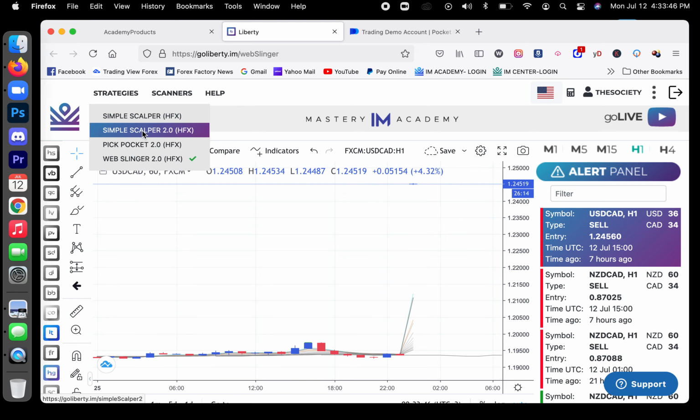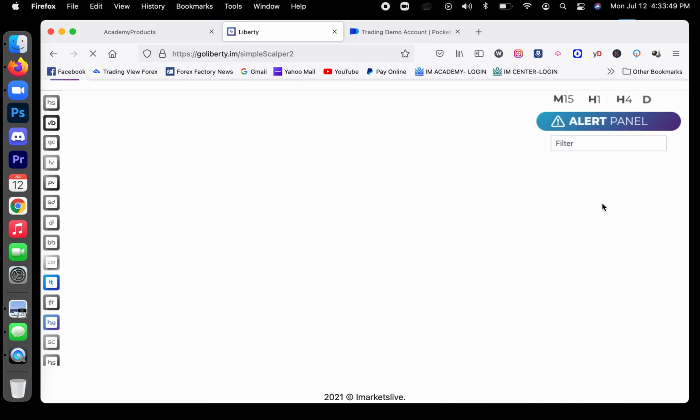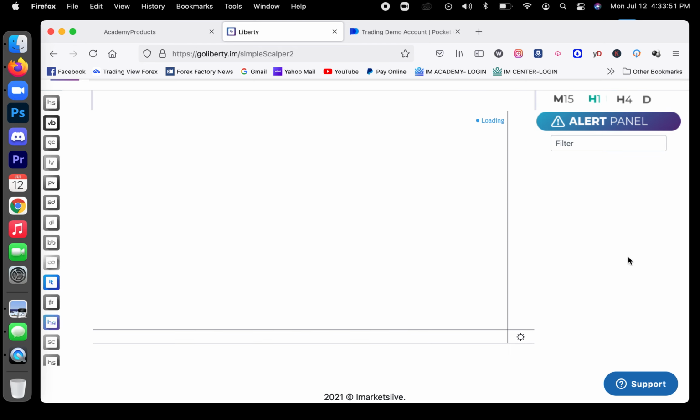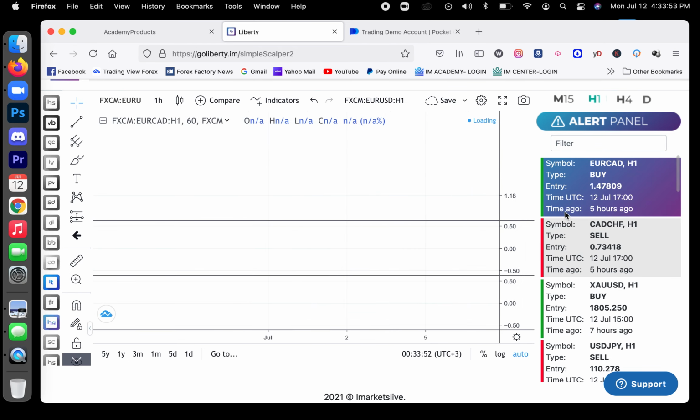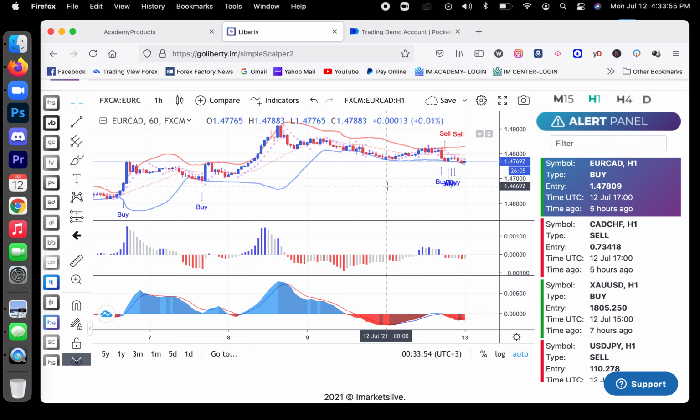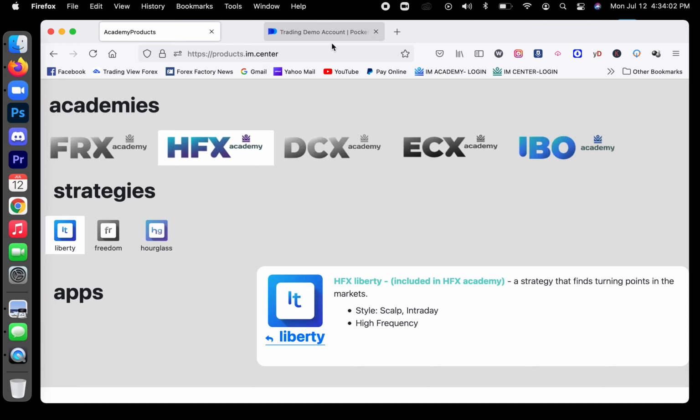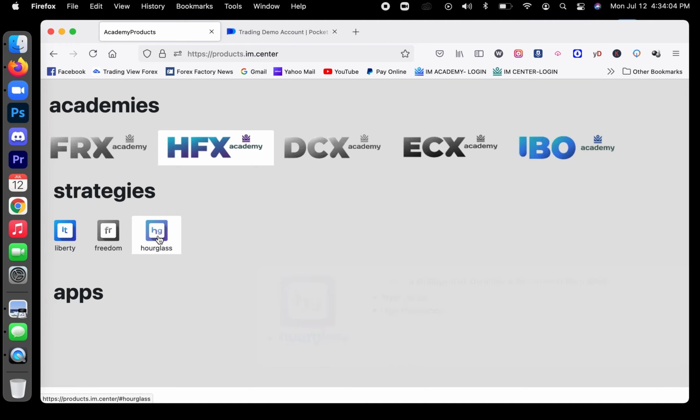Now, you have Simple Scalper right here. On the right-hand side, you're going to be able to see different trade ideas. Okay, different trade ideas are going to be right here on the side. So what you'll be doing is taking this information and putting it into your broker account. All right, so now we go back here and we close out this one, right? So if you have Hourglass, you would click Hourglass. You would come here, choose Hourglass.